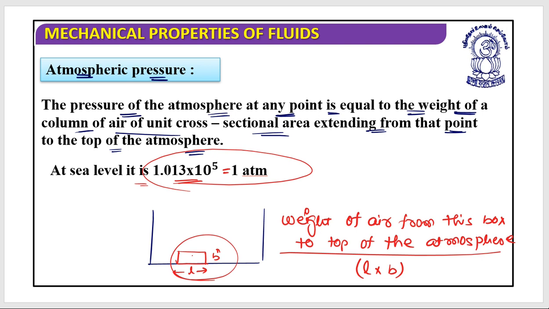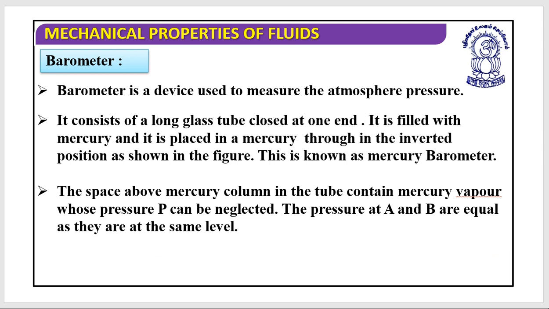Now the second question that came into my mind is how should I calculate the atmospheric pressure? So we have a device for it, and that is what we call a barometer. A barometer is a device which is used to measure the atmospheric pressure, and it consists of a long glass tube which is closed at one end, and it is filled with mercury, and it is placed in a mercury trough in the inverted position as shown in the figure.